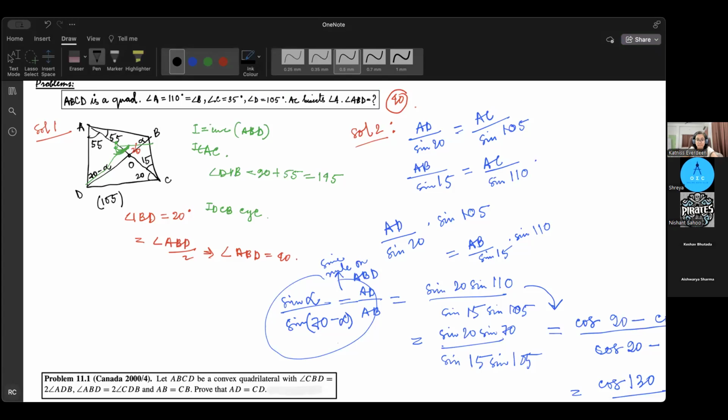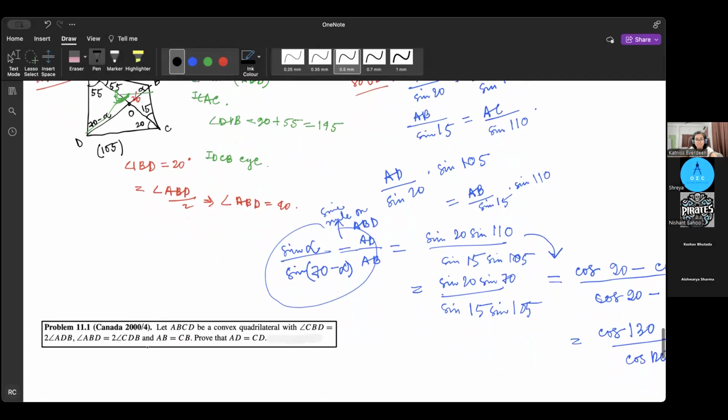And can you go down a bit? Yeah, that works.